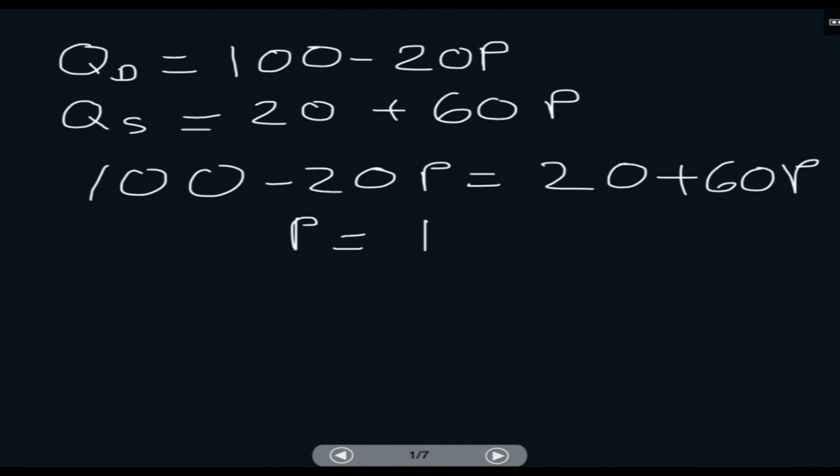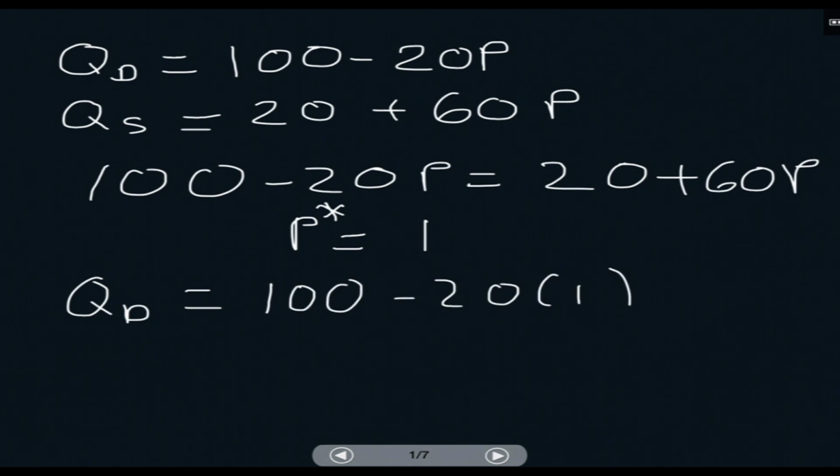Once we have P, we'll call this P star for the competitive equilibrium, we can figure out what Q is. Note that we can sub in this price of 1 into either of the equations because it will spit out the same quantity. So let's just plug it into quantity demanded. And this will give us 80. So our equilibrium price and quantity are P equals 1 and Q equals 80.